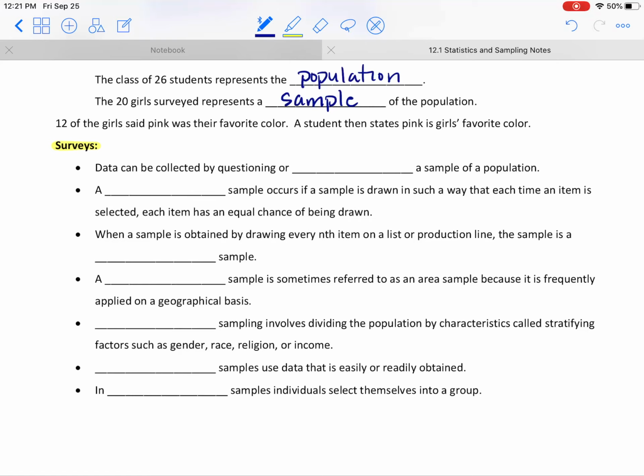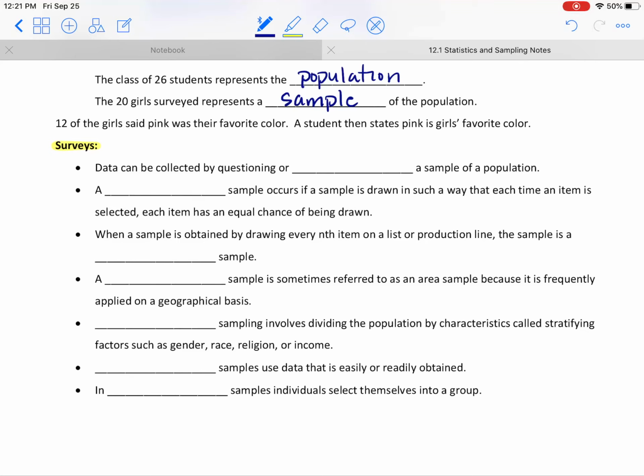I could pick all people in a certain area. Maybe I'm standing at the entrance to the mall and I ask every fifth person that walks in. Maybe I'm in my classroom and I only ask the girls, right? There are lots of different ways that we could collect information from a survey. But there are five or six typical ways that are, in the statistics world, acceptable ways to get information that hopefully doesn't create too much bias.